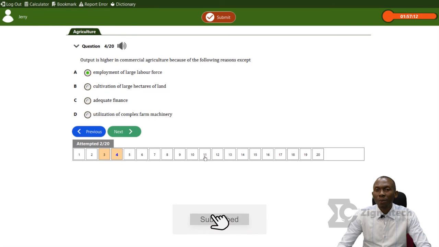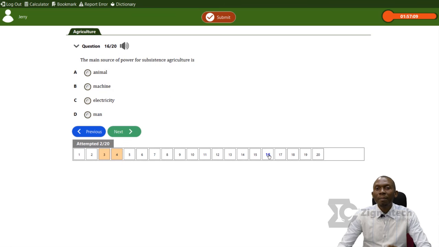So let's take a look at another question. We have, the main source of power for subsistence agriculture is. So what's the main source of power that is used by a farmer who is involved in subsistence agriculture? We have animals, A option, B option, machines, no, which is used by commercial agriculture. C option, electricity, no. D option, man. Remember, they said the main source. They did not just say the source of power, the main source. Animals are also used in subsistence agriculture, but the main source here is man. So the answer is D.